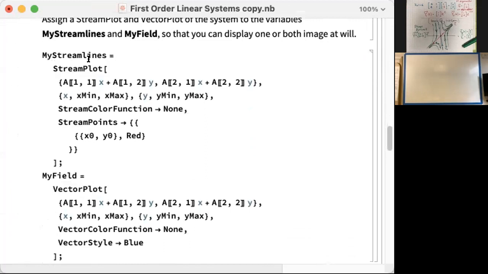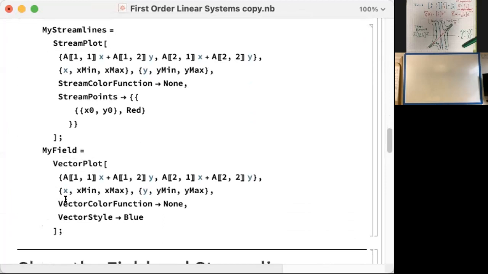When I wrote this book, I called it My Streamlines and My Field, but that's not very different. I've cleaned this up with the stream color function and the stream points. You can adjust your notebook. Vector color function, none. Vector style, blue. Let's see what this produces.